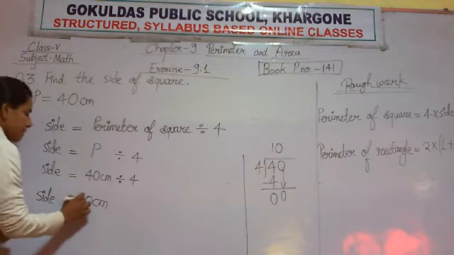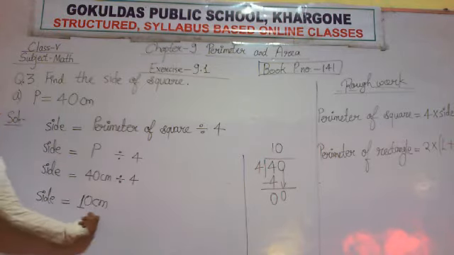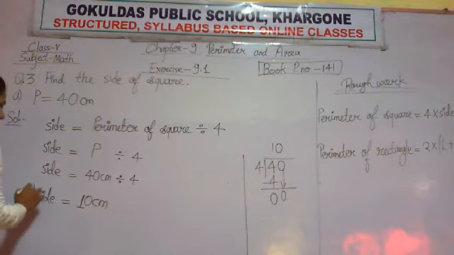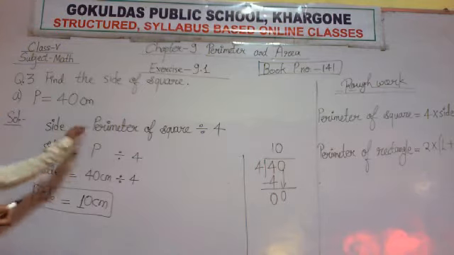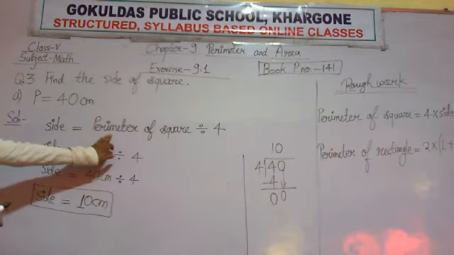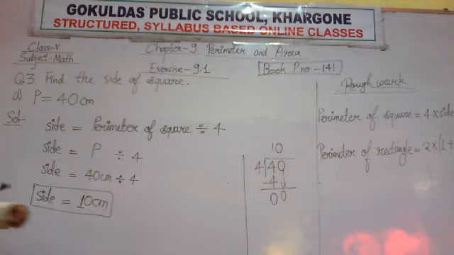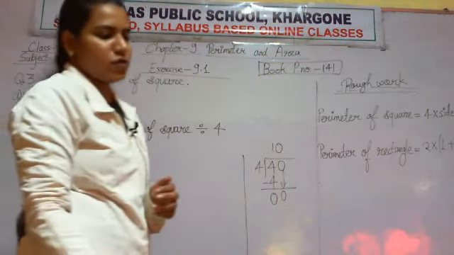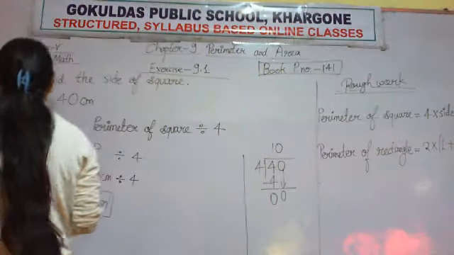So what is the value of side? 10 centimeter. You get 10 centimeter. Okay. So here again use this simple formula to get the side. Okay, now let us do part B.